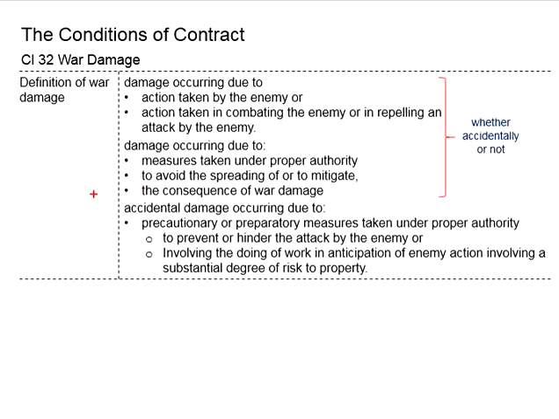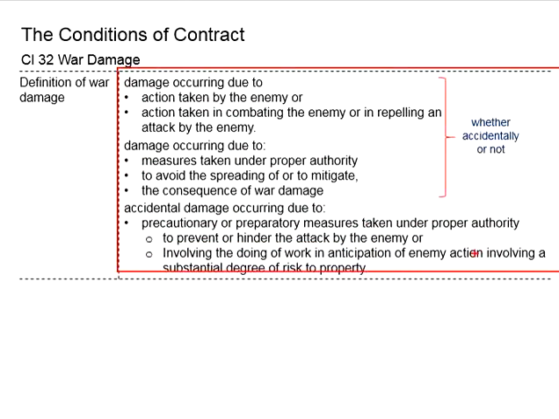Other than that, it can also be due to accidental damage occurring due to precautionary preparatory measures taken under proper authorities in order to prevent or hinder the attacks by the enemy, or involving the doing of work in anticipation of enemy actions involving a substantial degree of risk to the properties. This is another situation that can be considered under war damage. This one would be due to the precautionary and preparatory measures taken by the proper authority to get themselves ready to confront the attacks from the enemy. And some of that work may bring a substantial degree of risk to the property.